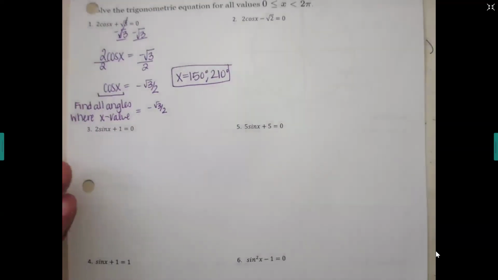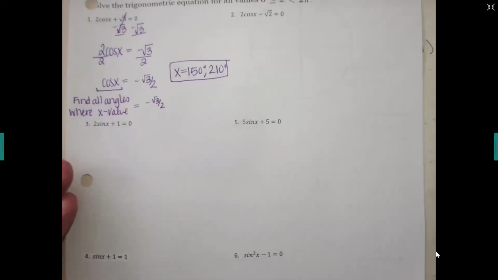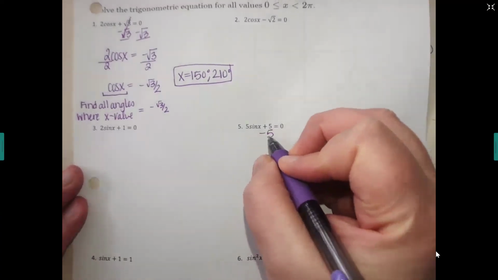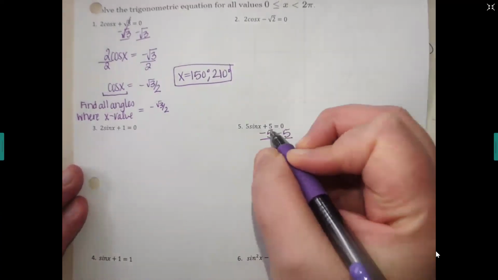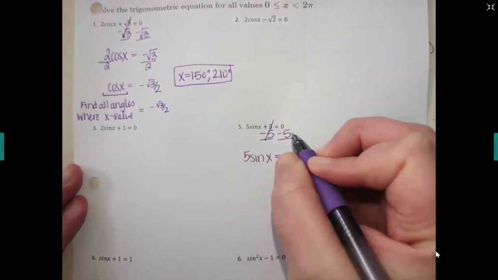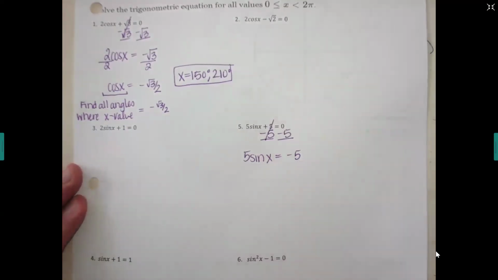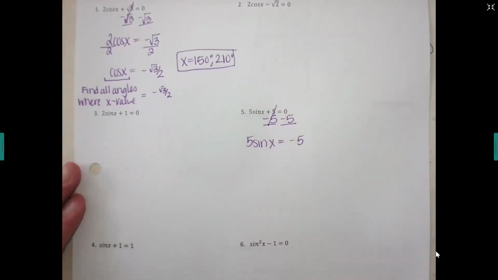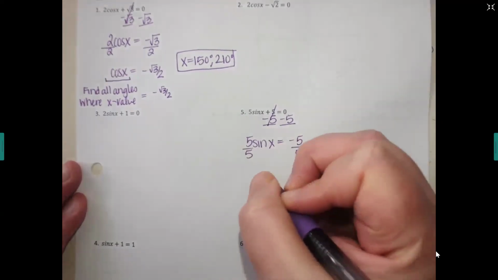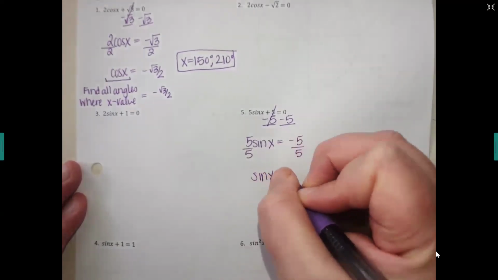Okay, we're not going to do all of these. Let's go down to number 5, please. 5 sine theta plus 5 equals 0. What would I do first? Minus the 5 across. So I have 5 sine x equals 0 minus 5, which is negative 5. From there, what would I do next? Divide by 5 is correct. So I have sine x equals.